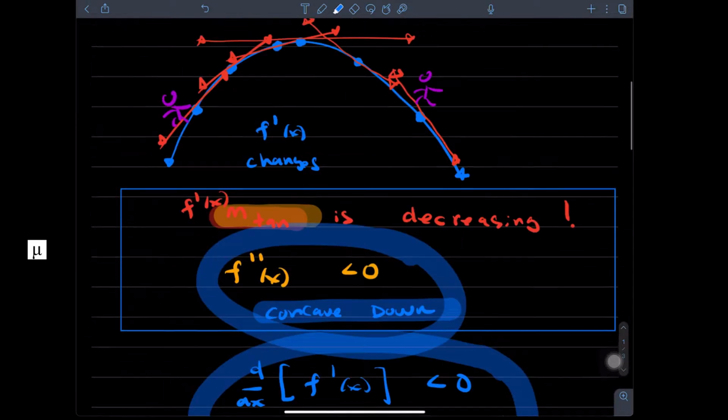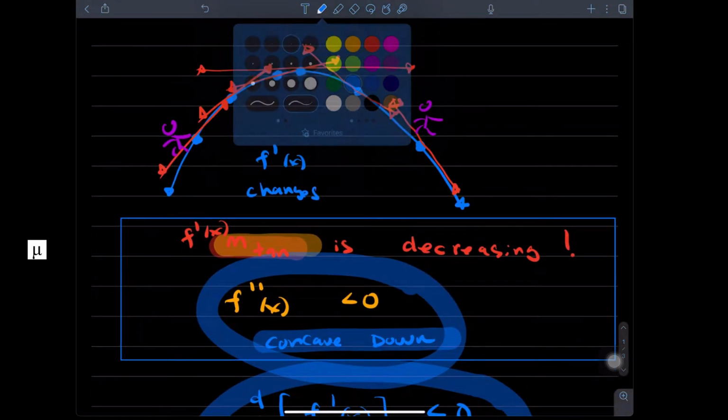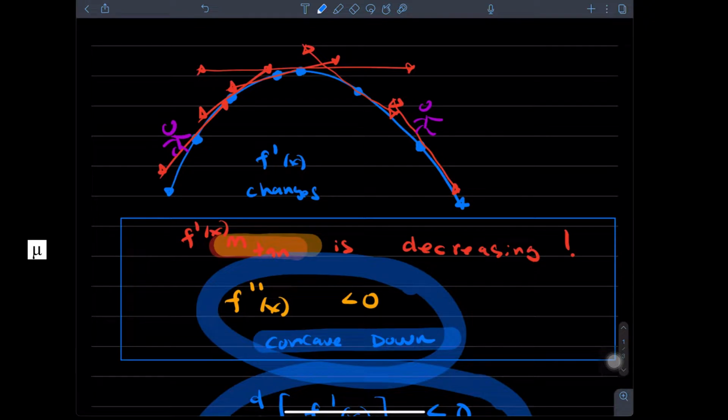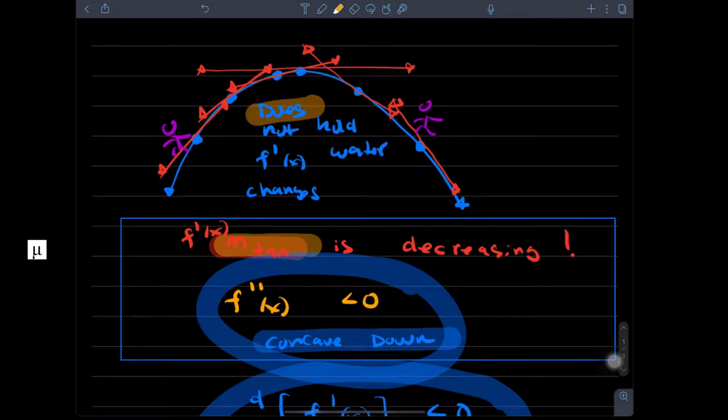Okay? Now think of concave down this way. If it were to rain on this, this does not hold water. This is what we say. Does not hold water. This is what we mean by being concave down. It's like a cup that's upside down. All the water's coming out. Doesn't hold water. You guys agree with that? That's a picture of being concave down.